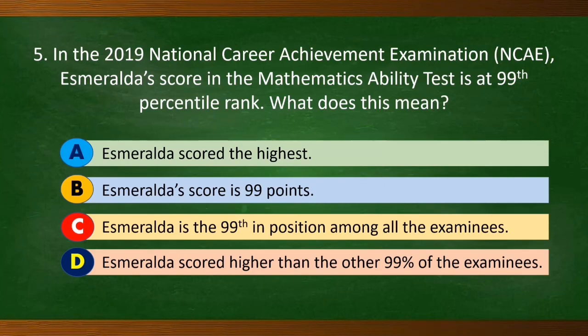Now for the last item, in the 2019 National Career Achievement Examination or NCAE, Esmeralda's score in the Mathematics Ability Test is at 99th percentile rank. What does this mean? What is your answer? Awesome! The answer is letter D. Esmeralda scored higher than the other 99% of the examinees. Great job! Now let's see. What's your score? Congratulations for doing your best.